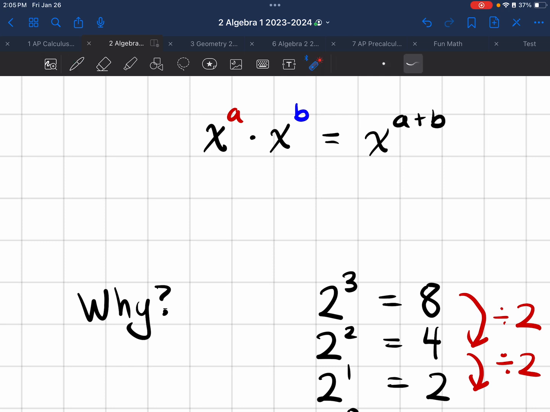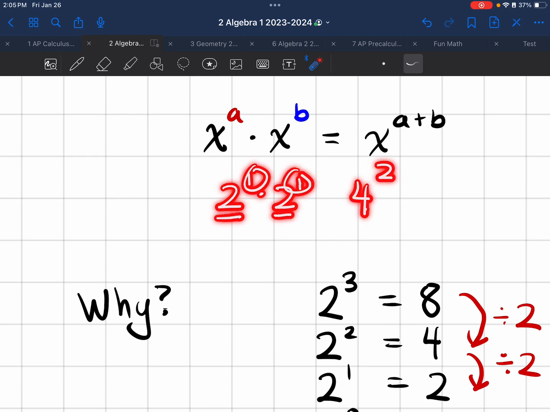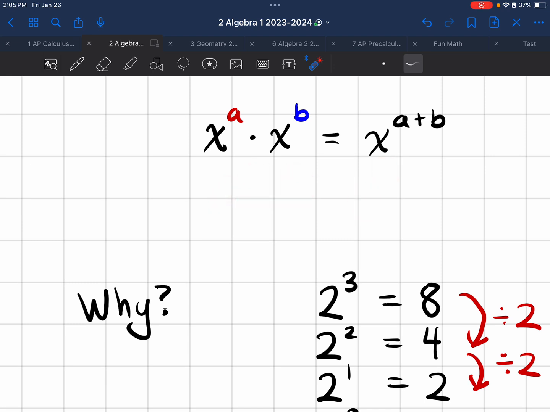A very common mistake is to think, oh, I have to multiply the x and the x. So for example, if I have like a 2 to the power of 1 times 2 to the power of 1, I have to do 2 times 2, which is 4. It's going to be 4 to the power of 1 plus 1 is 2. You do not multiply the base. You keep the same base. This base does not change at all.